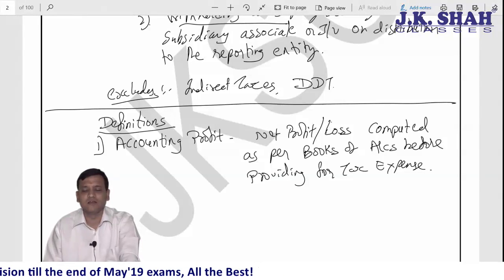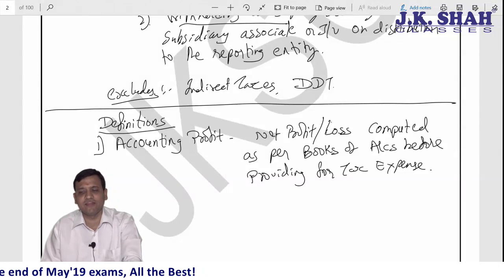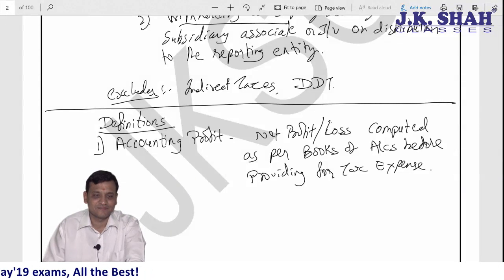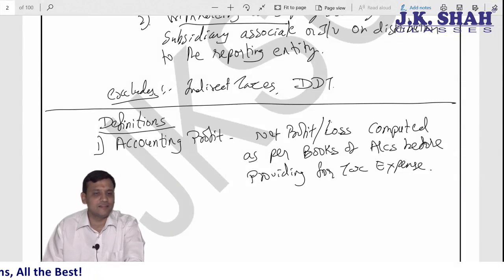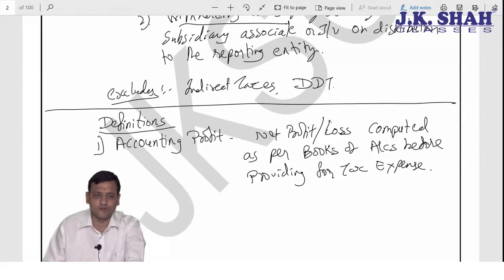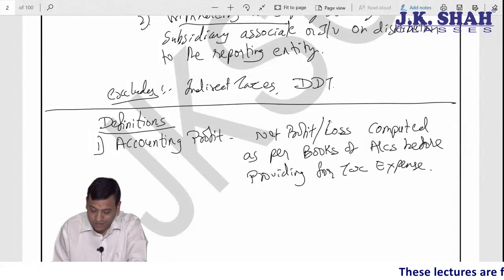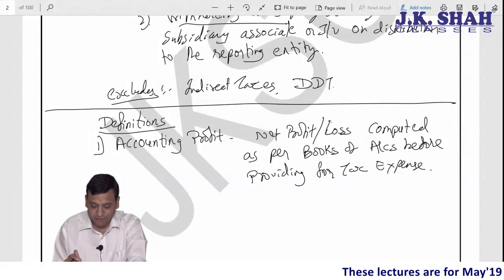There is nothing but, in a normal way we can say net profit before tax. So PBIT, interest is removed off, depreciation is removed off, then whatever I gain, earnings before tax, that is nothing but we are talking about accounting profit, means what is there in our books of accounts.